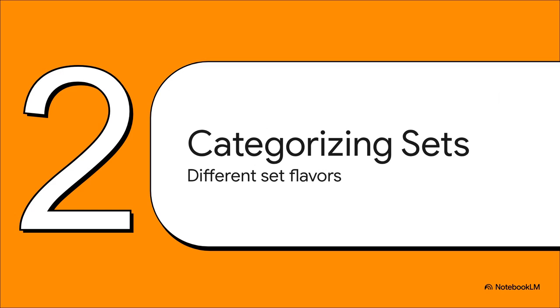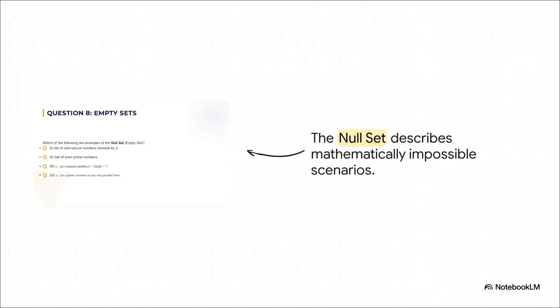Moving right along to part two, let's categorize our sets. Okay, the concept of the null or empty set is honestly pretty fascinating. It perfectly describes mathematically impossible scenarios. Take a look at this first example, finding an odd natural number that is perfectly divisible by 2. By definition, that literally cannot exist, so the set of those numbers is completely empty. It is the mathematical equivalent of an empty room.